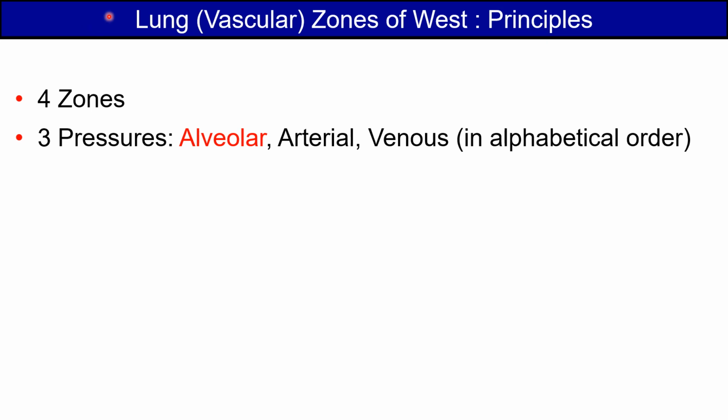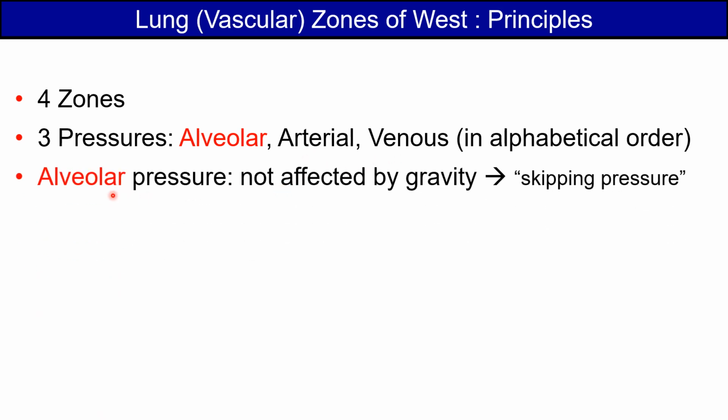Let us now go to the vascular zones of West and discuss the principles. There are four zones and we talk about three pressures: alveolar, arterial, venous. You have to memorize this in alphabetical order: alveolar, followed by arterial, then the venous pressure. The alveolar pressure is not affected by gravity, while arterial and venous are affected by gravity, as I mentioned. Therefore, I like to think of the alveolar as the skipping pressure.